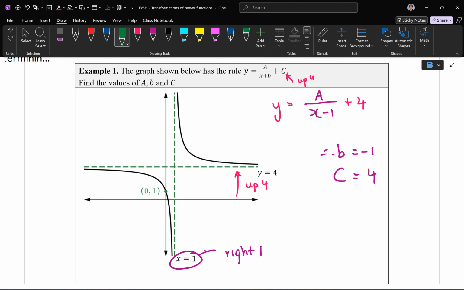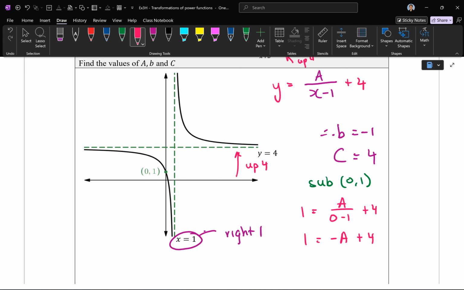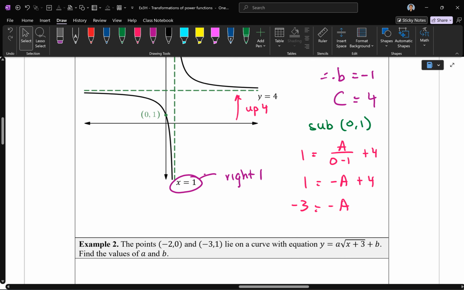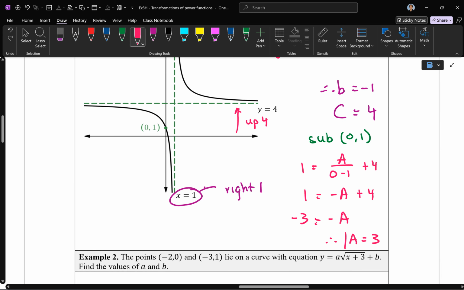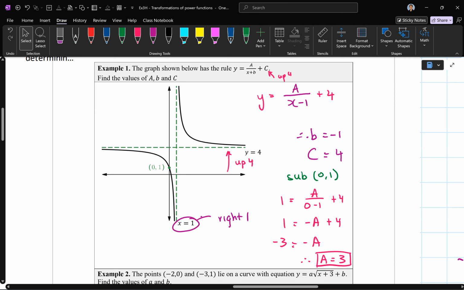And then, how do I find A? Very good. Just like before, sub in any other piece of information we've got. We've got (0, 1). Sub (0, 1) in to find A. So I get 1 is equal to A on x minus 1 plus 4. Oh, sorry, it should be 0 there. Let's solve. That becomes -A plus 4 is equal to 1. Minus 4 on both sides, so that gives you -3 equals -A. Therefore, A must equal +3. So we now have a dilation of factor 3 from the x-axis.